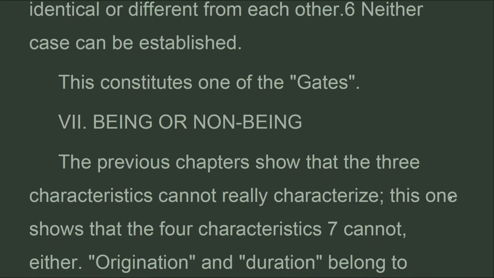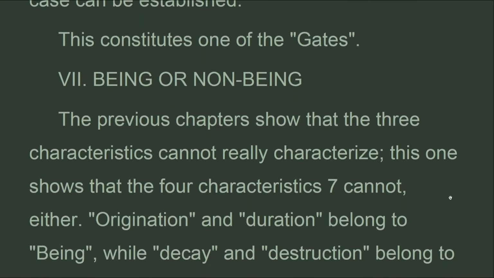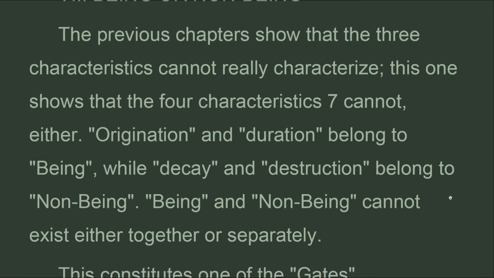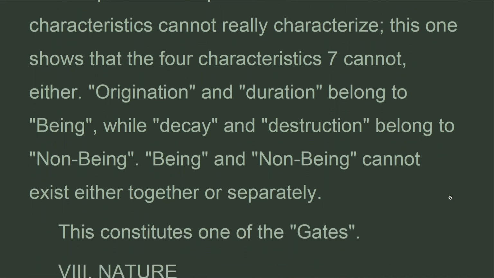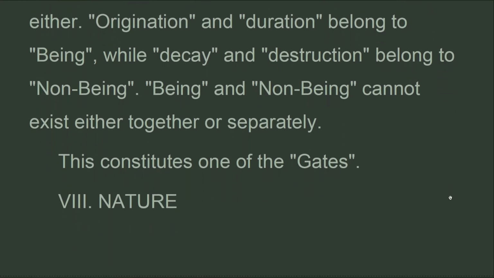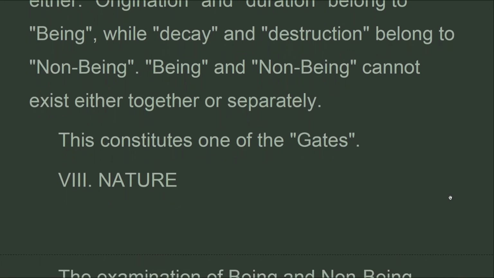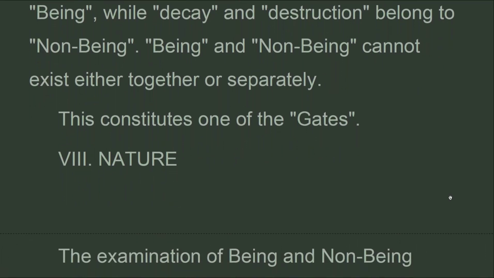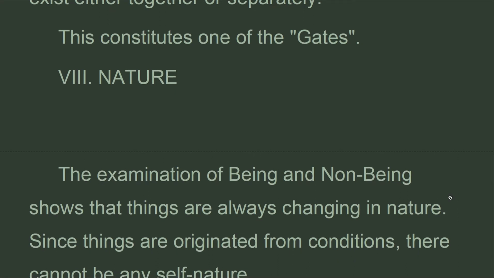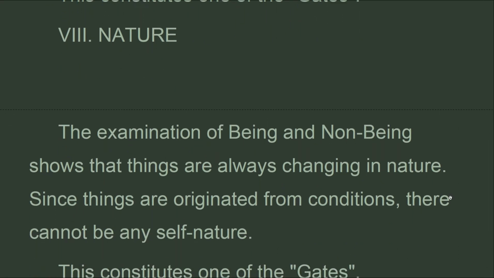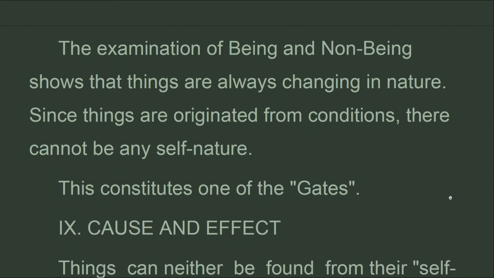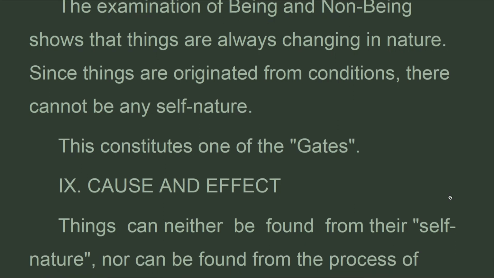7. Being or non-being. The previous chapters show that the 3 characteristics cannot really characterize. This one shows that the 4 characteristics cannot either. Origination and duration belong to a being, while decay and destruction belong to a non-being. Being and non-being cannot exist either together or separately. This constitutes one of the gates. 8. Nature. The examination of being and non-being shows that things are always changing in nature. Since things are originated from conditions, there cannot be any self-nature. This constitutes one of the gates.